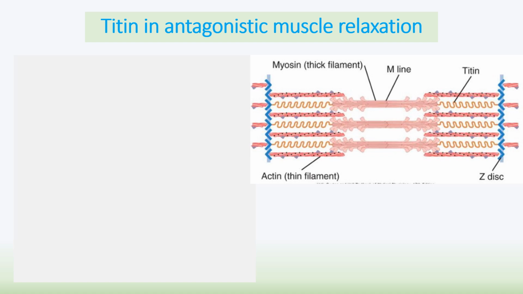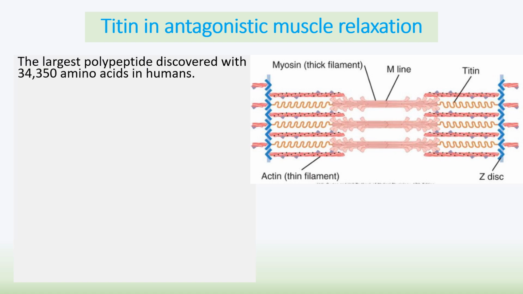Now, you might think, well, that's how it contracts, but how does the muscle relax? Well, muscles relax due to something called antagonistic muscle relaxation. And basically, when muscles are working, they work around a joint, and the joint has an antagonistic muscle either side of it. So, for example, if I want to contract my bicep, my tricep is relaxed and pulled out. If I want to contract my tricep, my bicep is relaxed and pulled out.